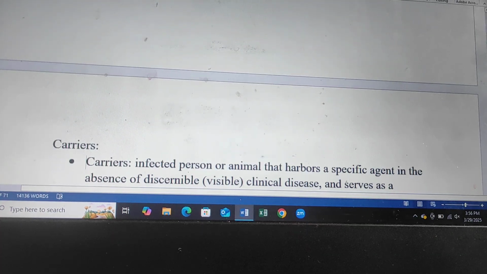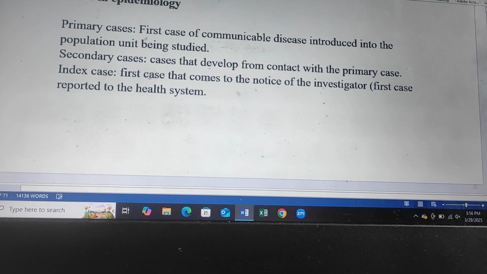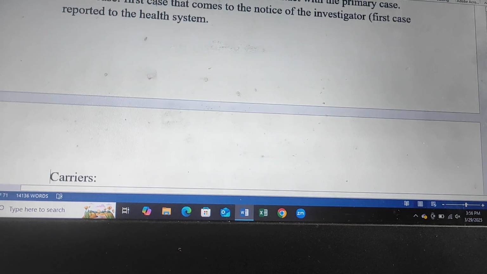Cases in epidemiology. Primary cases: the first cases of a communicable disease introduced into the population unit being studied. Secondary cases: cases that develop from contact with the primary cases. Index case: the first case that comes to the notice of the investigator. The first case reported to the health system is the index case for you.